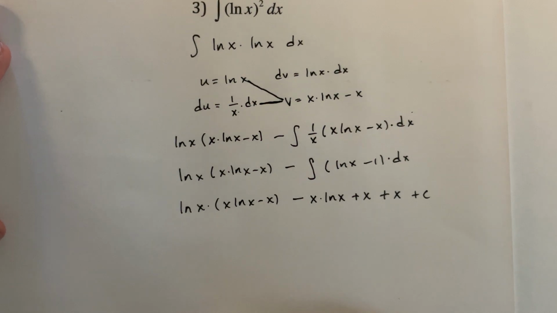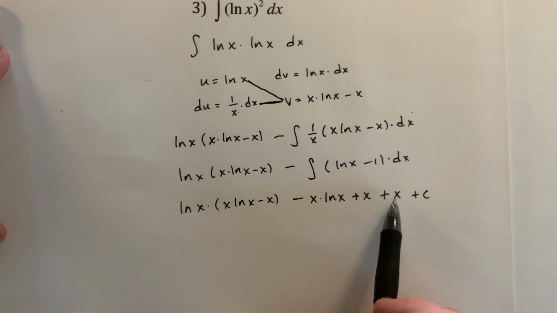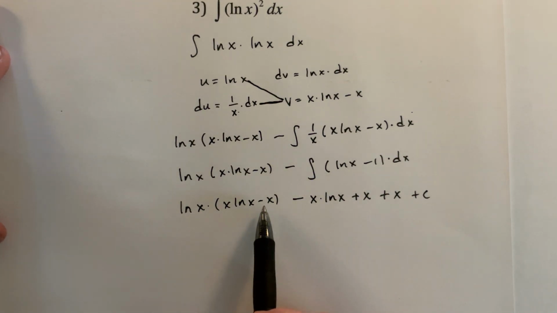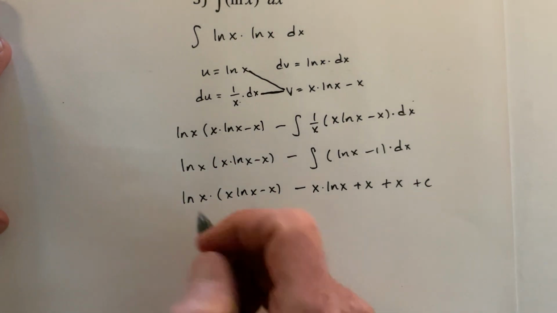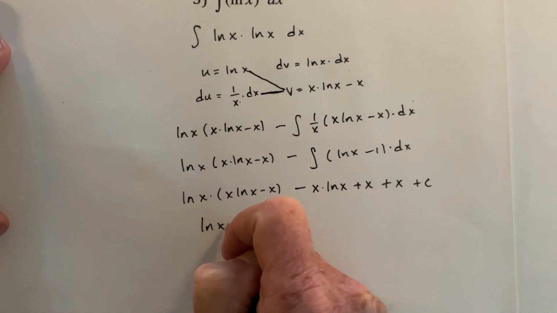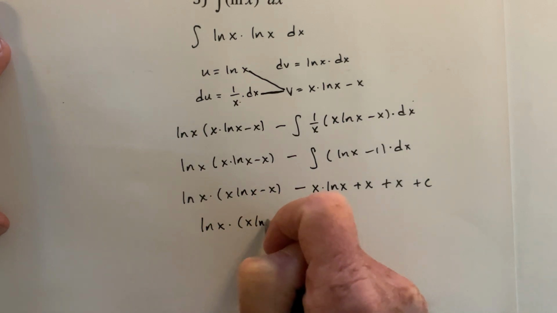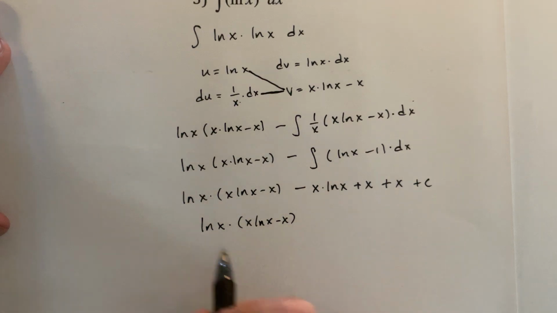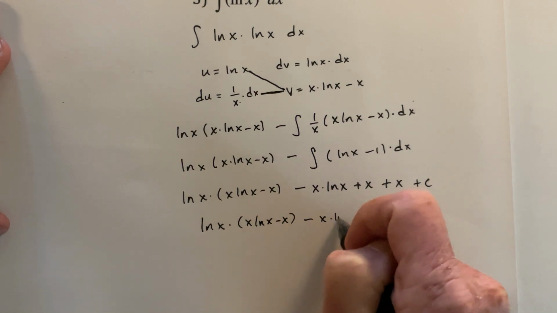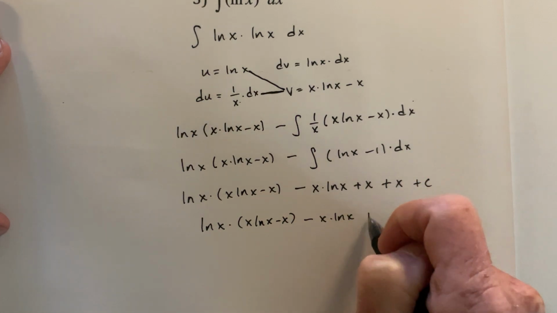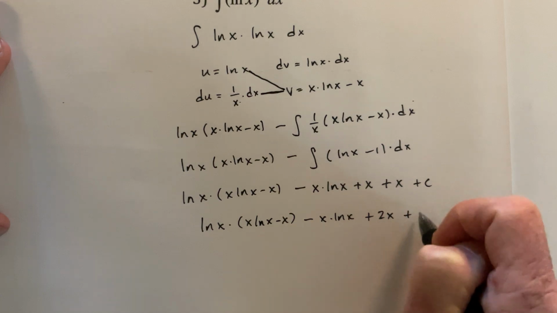And let's see, is there a way to simplify my answer? Well, this is an x plus another x, so that is 2x. And you might think, well, here's a minus x, but that one's being multiplied with this natural log of x. So for my final answer, I've got the natural log of x times x ln x, and then minus the x natural log of x, and then plus an x, so plus 2x, and plus c.